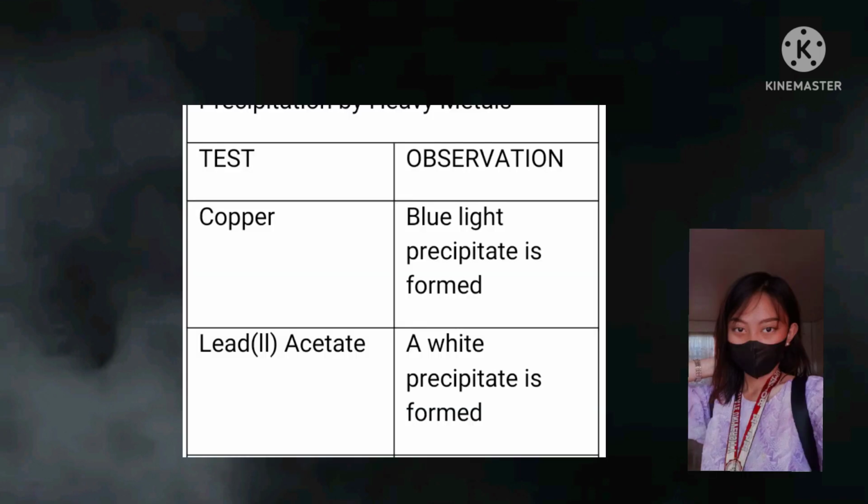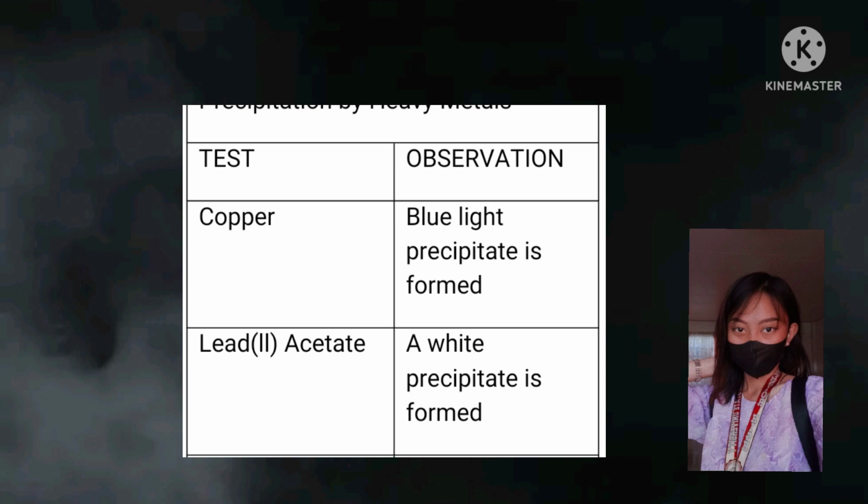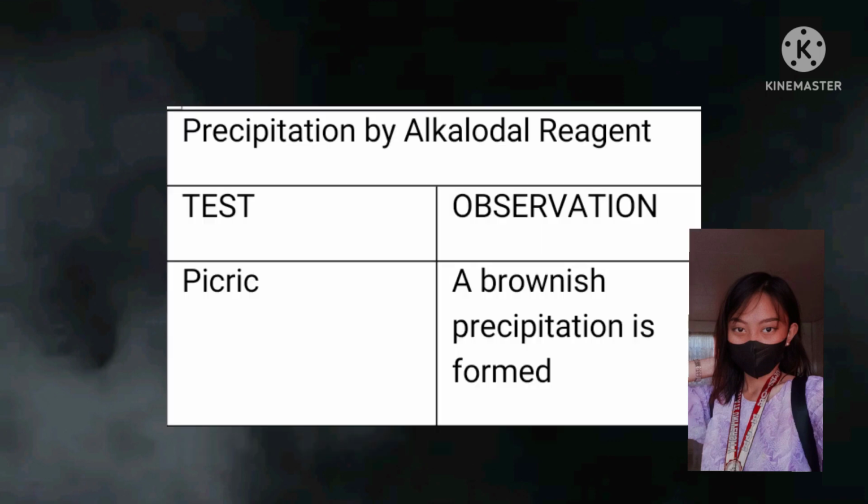Now we proceed to precipitation by alkaloidal reagents. For our sample, we have picric acid, which has an observation of a brownish precipitate. Then the xanthoproteic test, Millon's test, Hopkins-Cole, and lastly the sulfur tests.